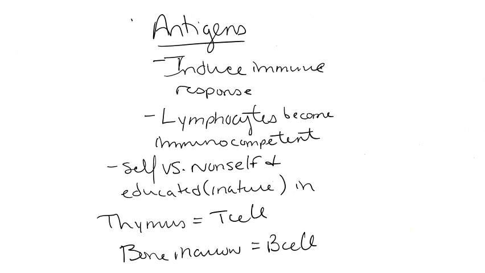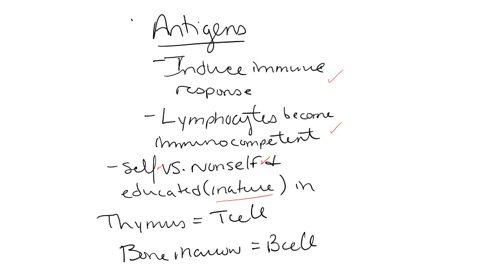So what is an antigen? Well, it induces an immune response. That is an antigen. And lymphocytes become immunocompetent, meaning that they're not going to kill the host. So our B and T cells aren't going to attack ourselves. And if we do have that, it's called an autoimmune disease. So this goes into what is self, or what's the body, versus what's non-self. So what's an antigen? And we educate and become mature in various places depending on the cell.